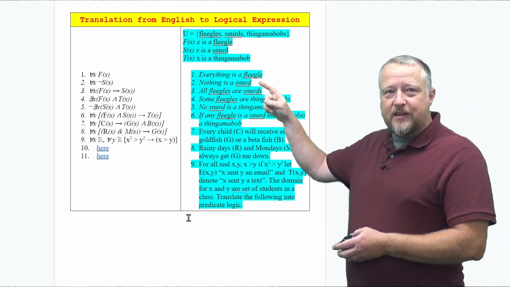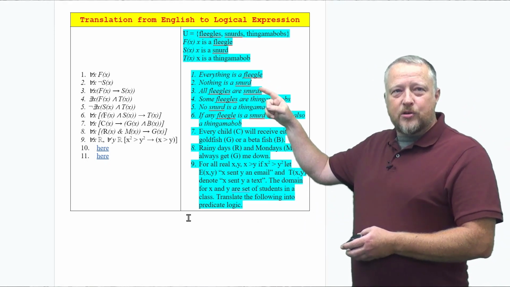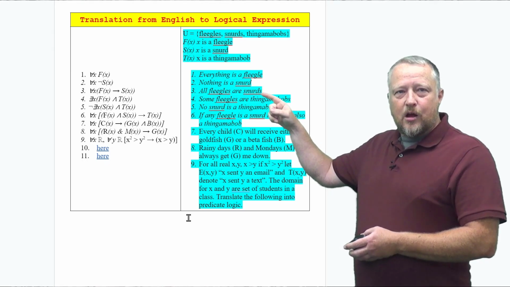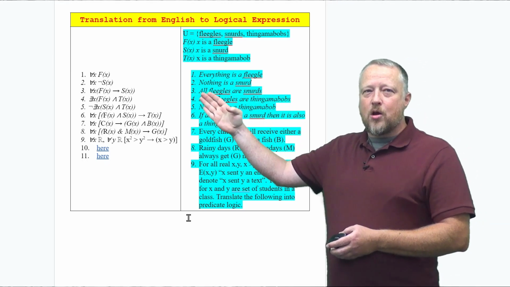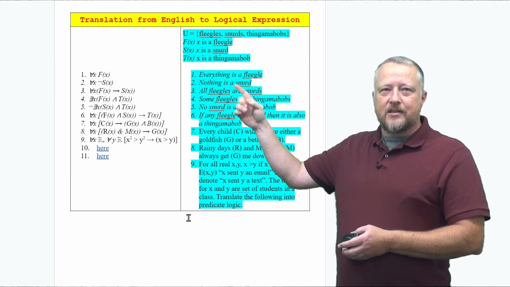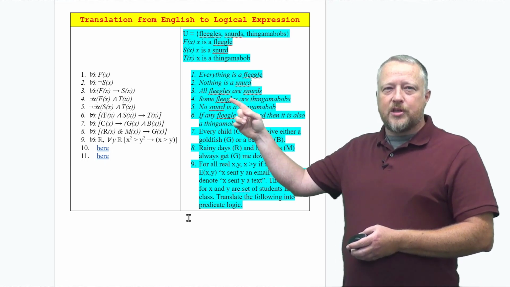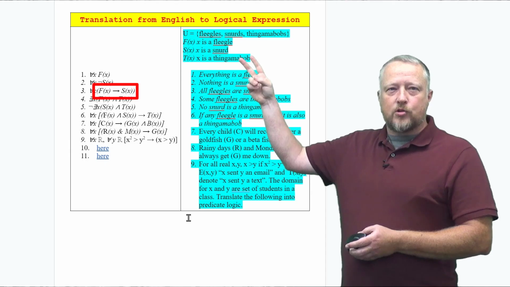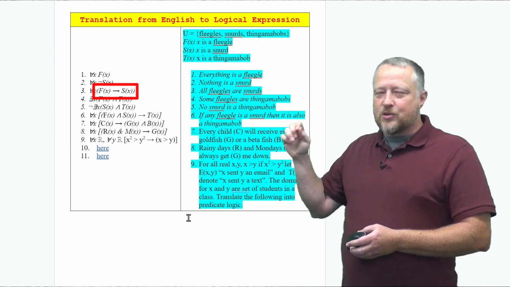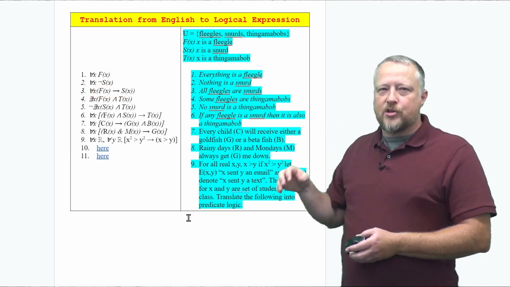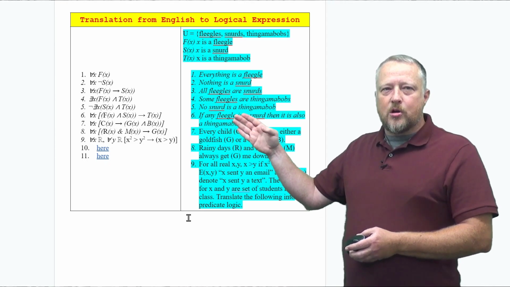Everything is a Flegel. Nothing, notice the negative or the negation here that we have in here. All Flegels, as soon as we see that all or everything, and this is Snurred. So notice these are two related different functions. So as soon as you see that, that's where you think of the arrow or the implication coming into play here. No Snurred is a thingamabob.